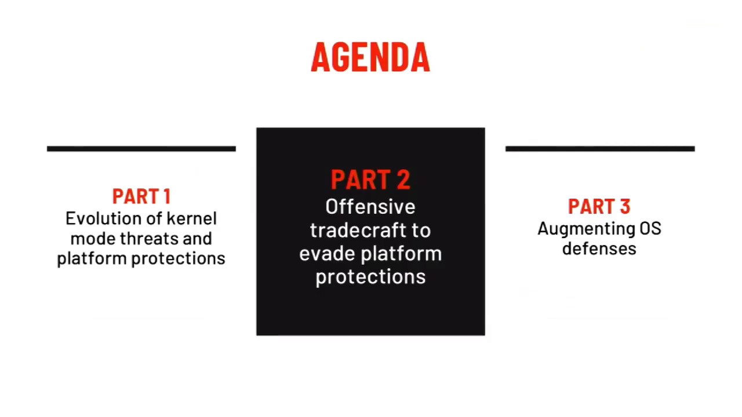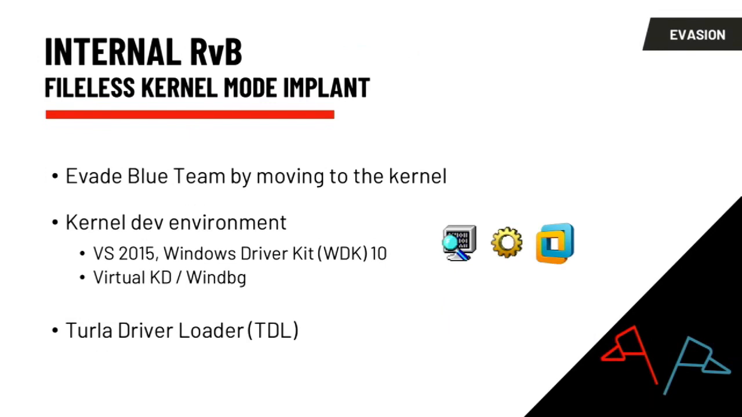Okay, we're moving on to part 2, where we're going to deep dive into our own offensive kernel mode tradecraft. So Endgame, the company we work for, periodically conducts internal red versus blue exercises, both to test our product and to test our own skills, basically from a red and blue perspective. Gabe and I are on the red team, and basically we're tasked with emulating adversaries from varying sophistication levels.